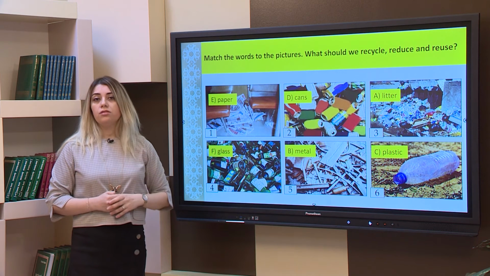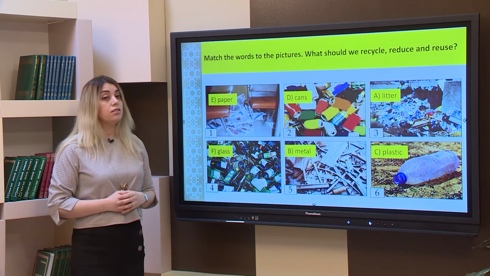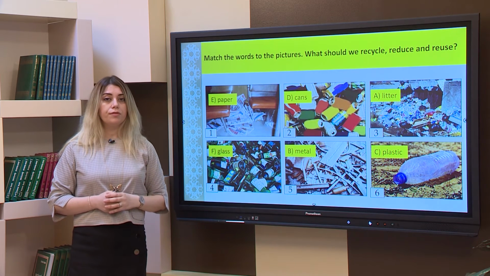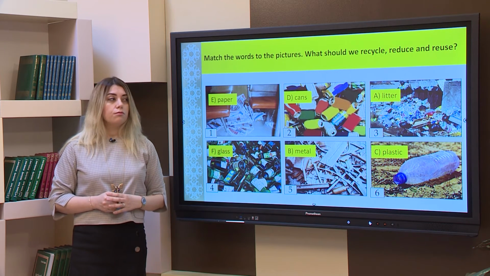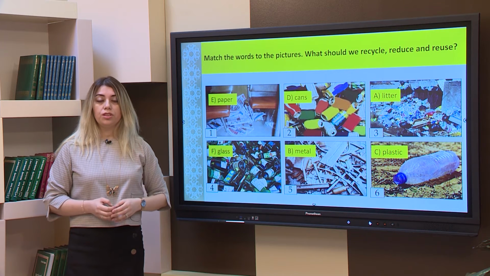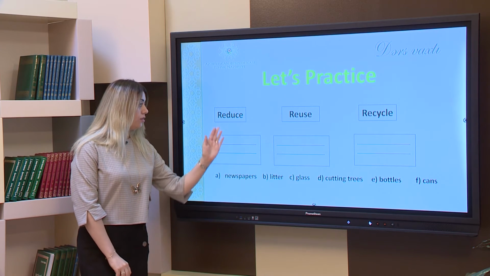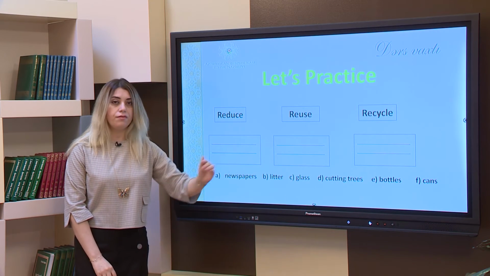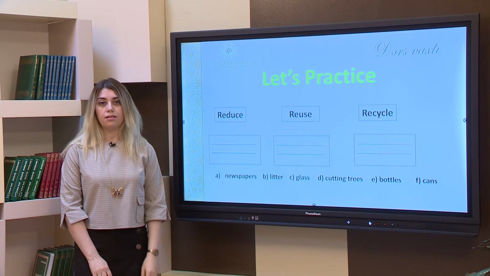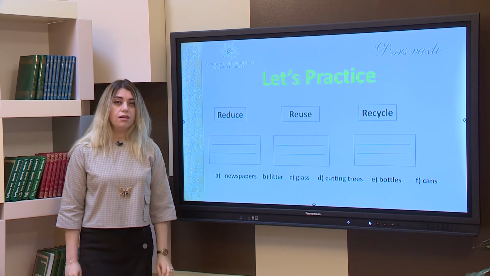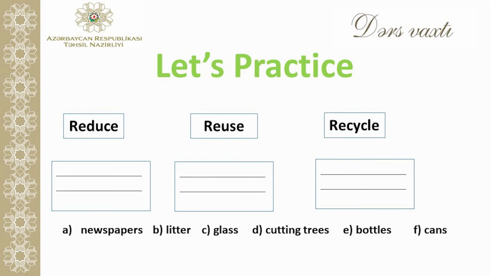And litter, what can we do with litter? We can reduce litter. As we talked before, we can reduce, make less litter in order to keep our environment clean. And now we have another exercise. We need to fill the gaps and decide whether to reduce this stuff, reuse, or recycle. Let's discuss together and fill in the gaps all together.